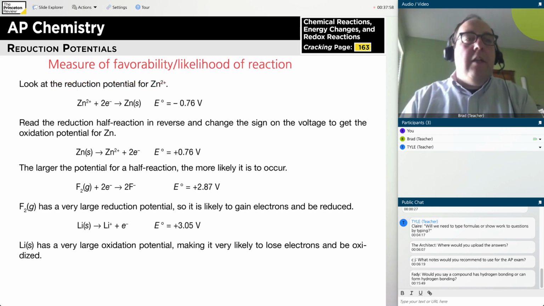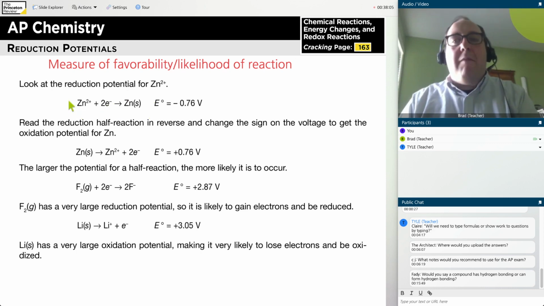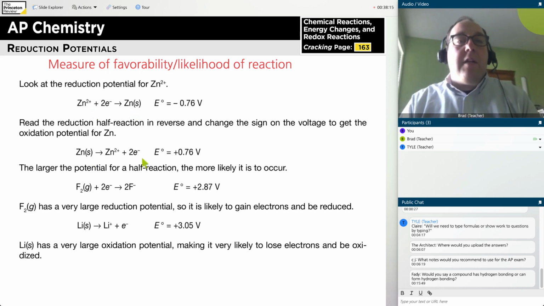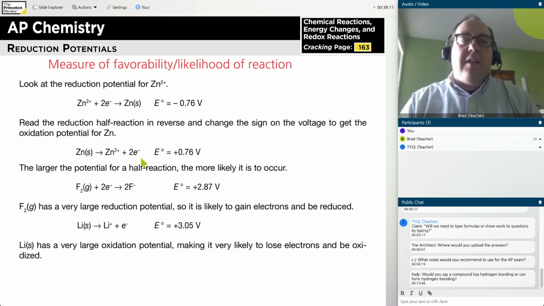So let's take a look at a reaction here. This is just a reduction reaction. I mentioned on the previous slide, you can't have reduction without oxidation. They have to go together. Here, we're only looking at a half reaction. It's very common to see half reactions where you're only shown either the reduction or, down below here, an oxidation, in order to do analysis of them separately.